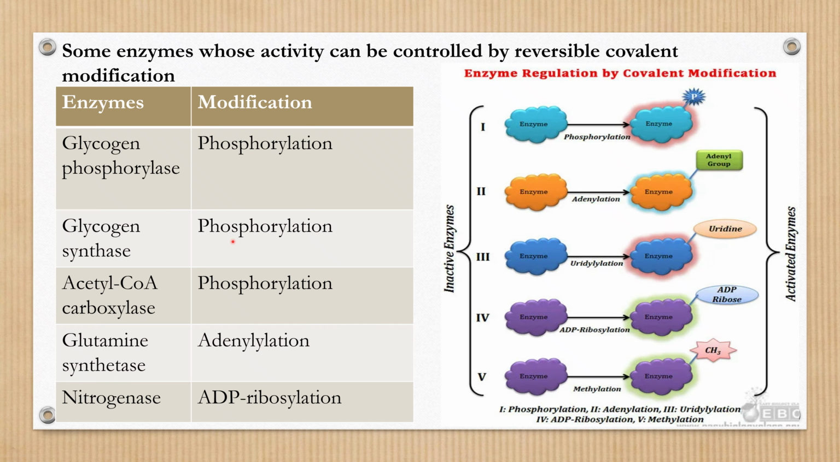Here you can see addition of an adenyl group is activating the enzyme. Addition of ADP ribose is also activating the nitrogenase enzyme. So what we saw is that by covalently adding some group, you are activating some enzymes. By covalently adding a phosphoryl group, adenyl group, or uridine group, you are activating the enzyme. There are also enzymes where removal of a phosphate group is activating the enzyme.